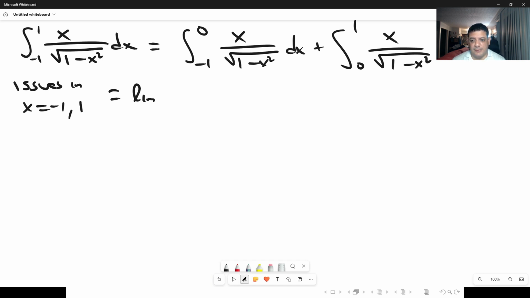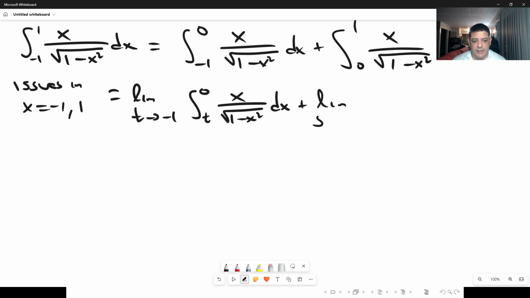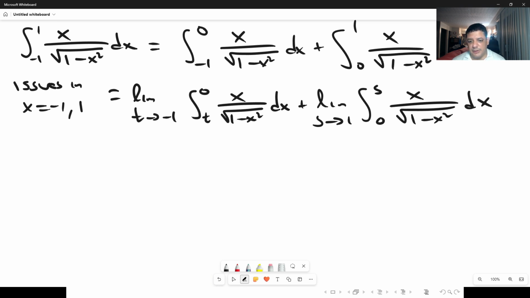So we're going to see this is the limit as t goes to -1 of the integral from t to 0 of x over 1 minus x squared dx, plus the limit as x goes to 1 of the integral from 0 to x of x over 1 minus x squared dx. So now let's forget about the limits of integration, and let's think about the integral.